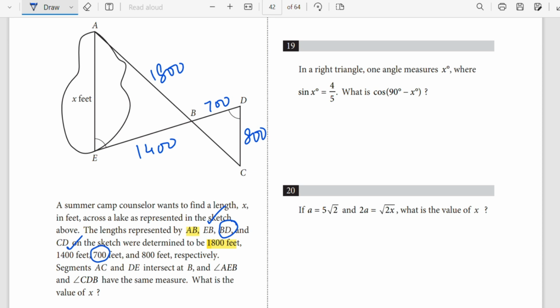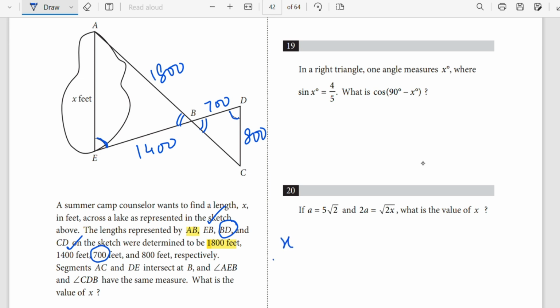Segments AC and BD intersect at B, and this angle is equal to this angle. So keep it in your mind, these two angles are given equal. This angle is also equal to this angle because they are vertically opposite angles. If two angles of triangle 1 are equal to two angles of triangle 2, these are similar triangles. When triangles are similar, what will we write?